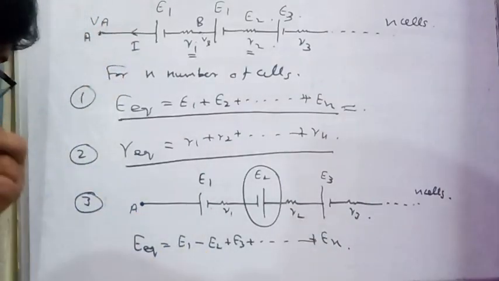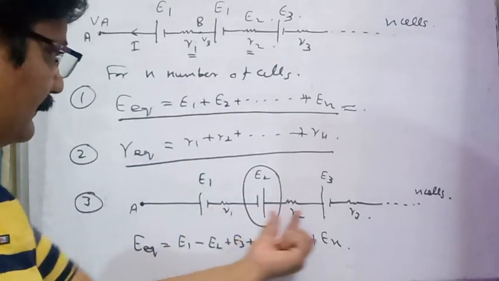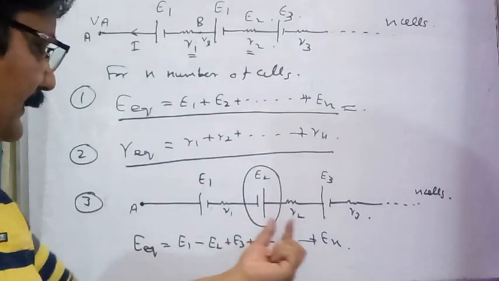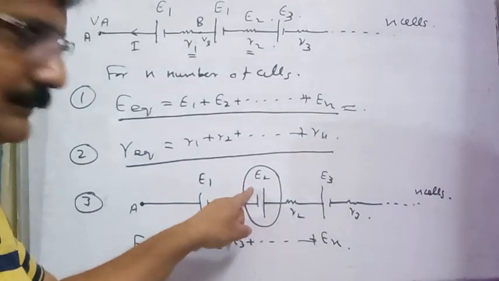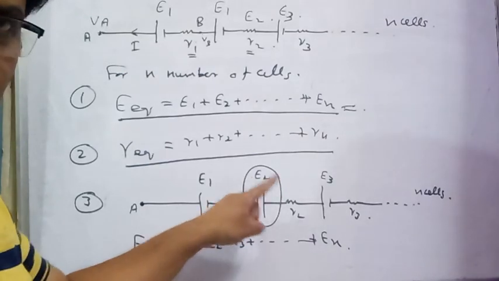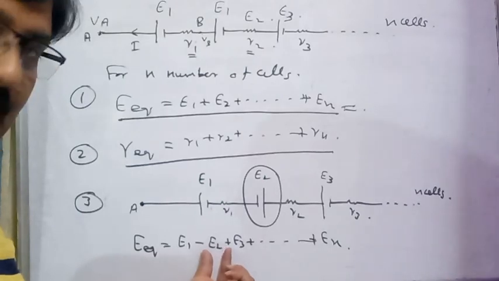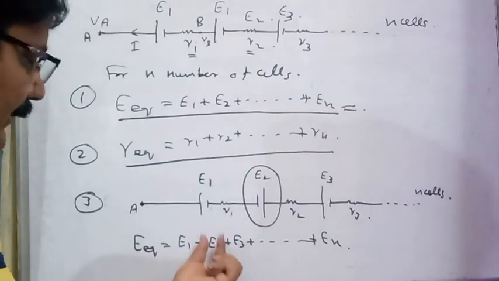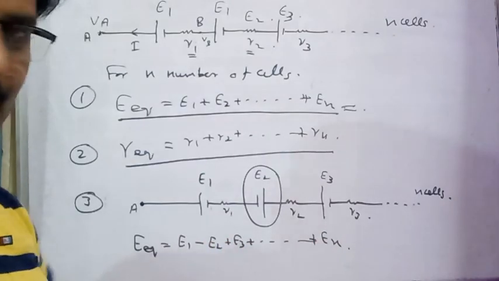If all the cells of the series are connected with the same polarity, meaning current is leaving their positive terminal, but one of the cells is connected in opposite polarity, in that condition that particular EMF is to be subtracted. Then equivalent EMF becomes E1 minus E2 plus E3 and so on.